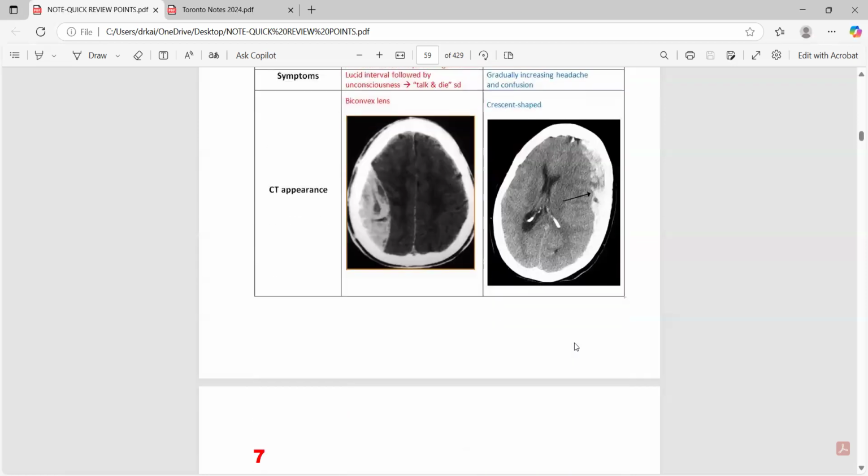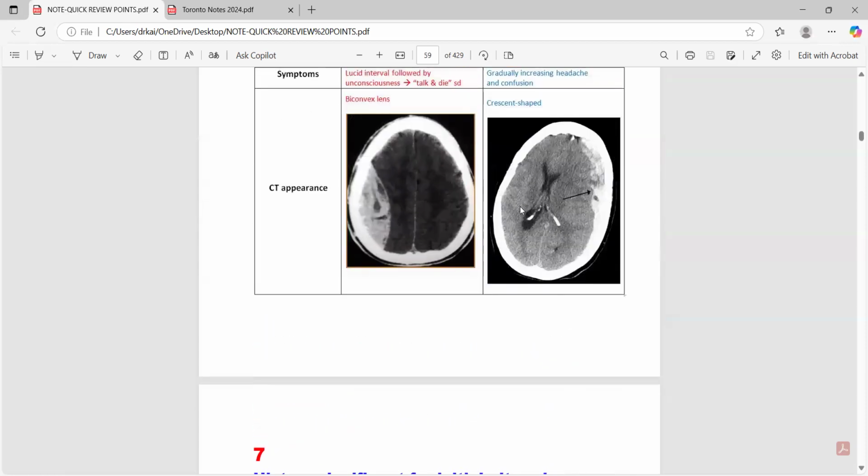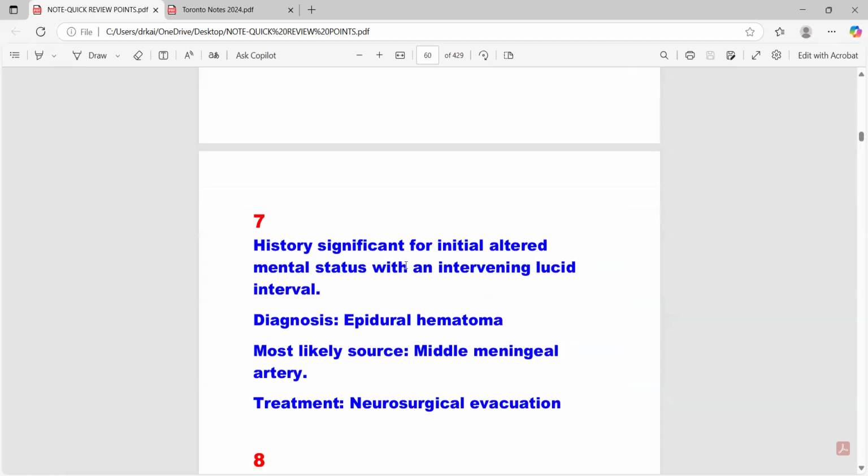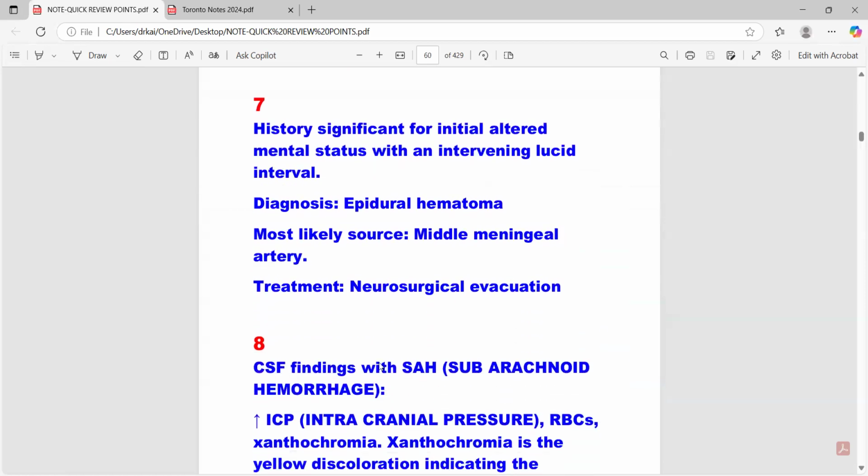So you can see how it looks. They can give you a CT scan and ask what the diagnosis is. Initially altered mental status with an intervening lucid interval is epidural hematoma. The MCQs can come exactly like that. Most likely the source is the middle meningeal artery, so they can ask about epidural hematoma associated with the middle meningeal artery. Treatment is neurosurgical evaluation anyway.